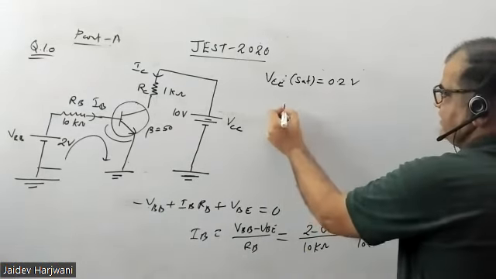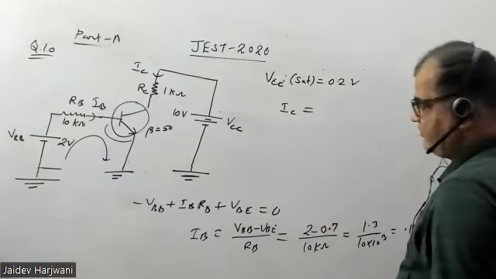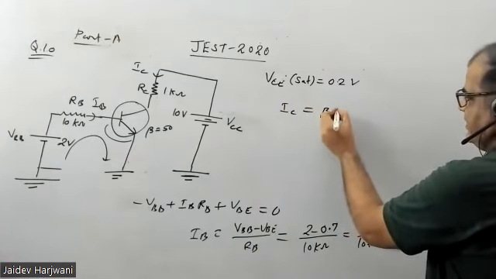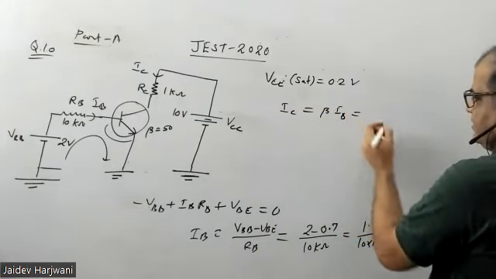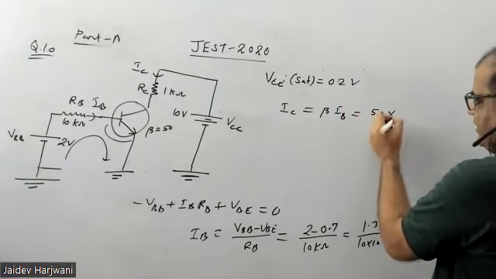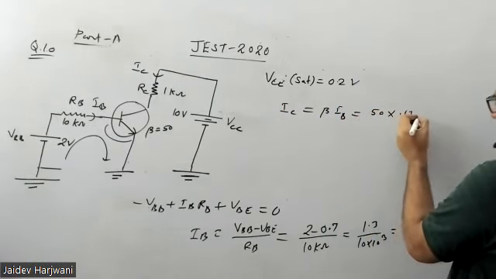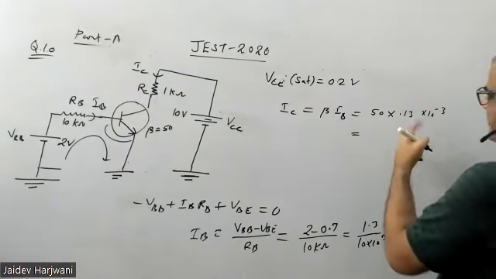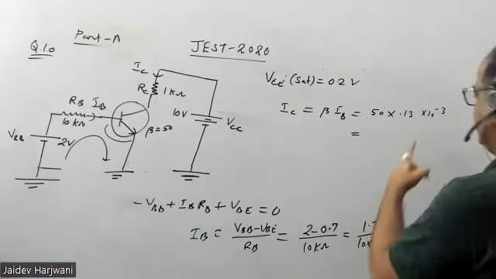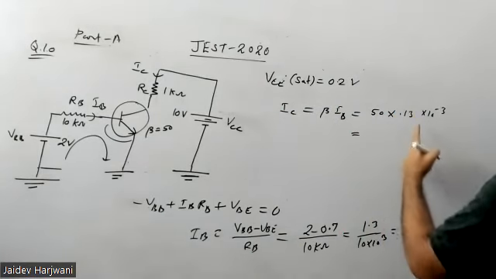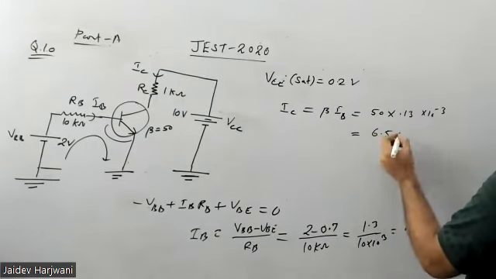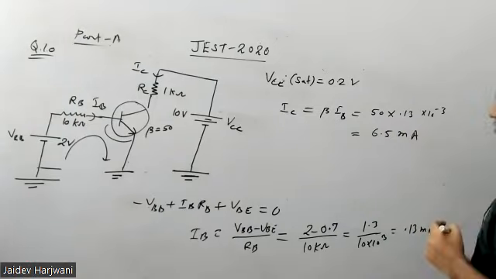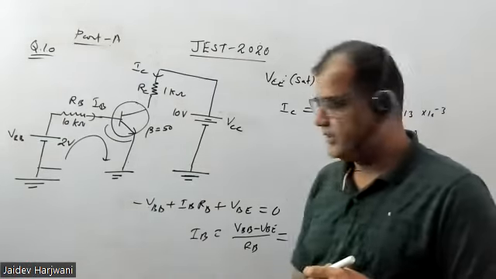Let us find out the IC value. IC will be beta times IB. Beta is given as 50 and IB is 0.13 milliampere. So this gives me 6.5 milliampere. So the IC value is 6.5 milliampere.